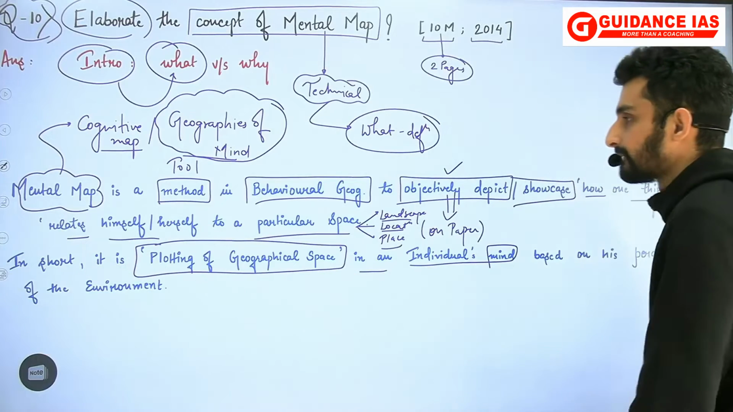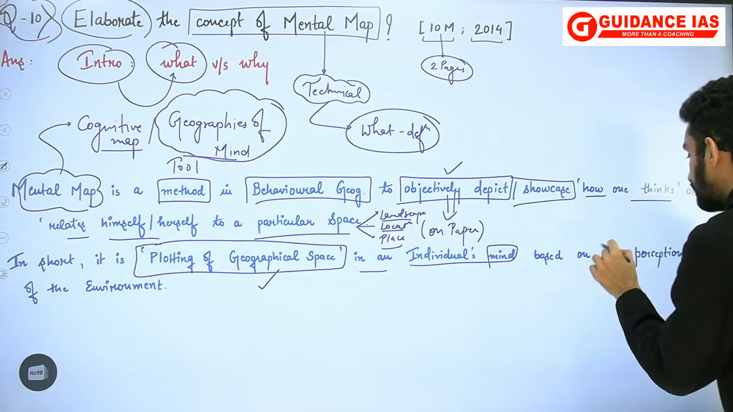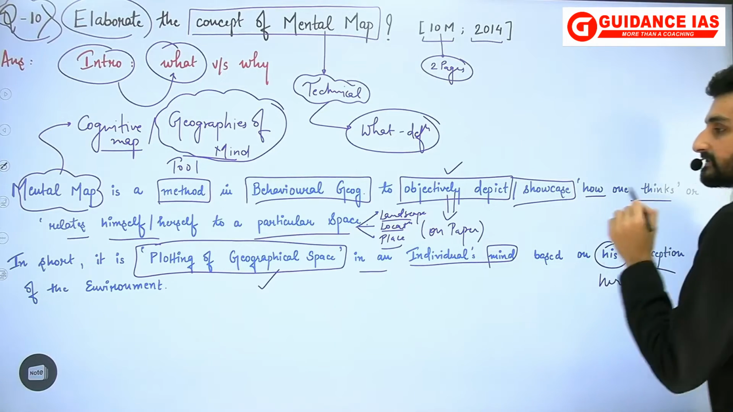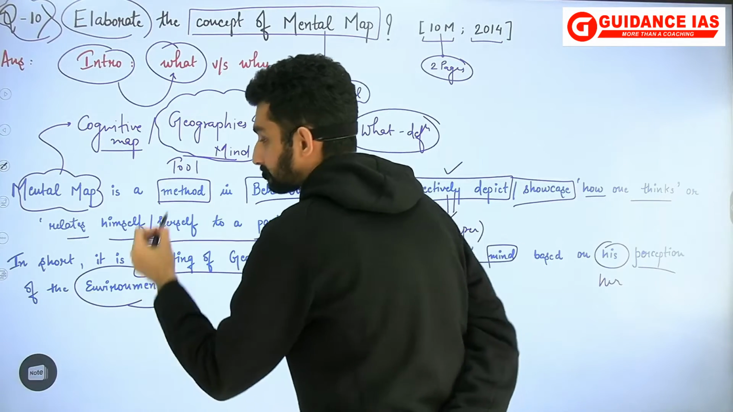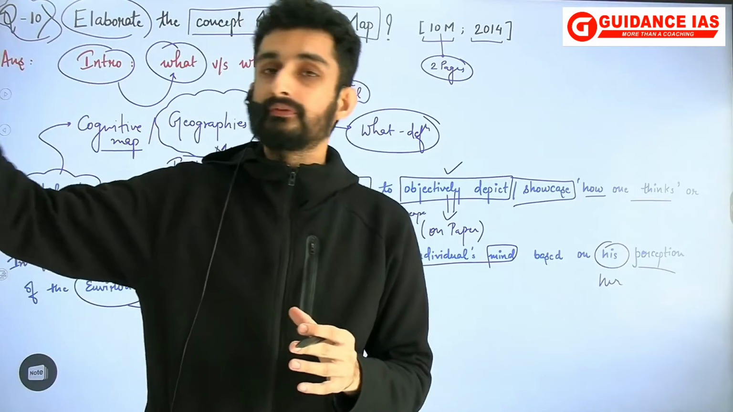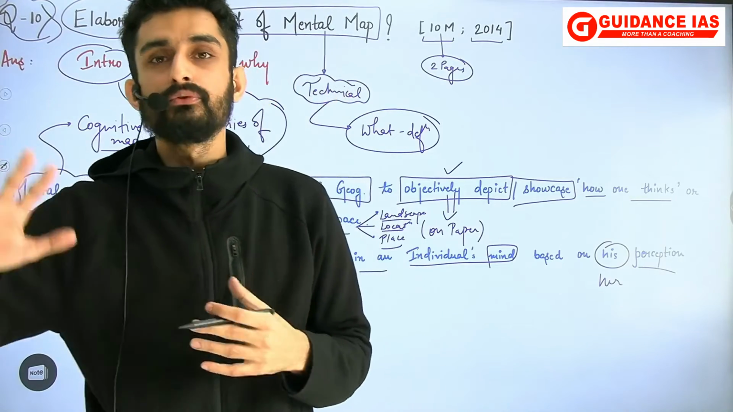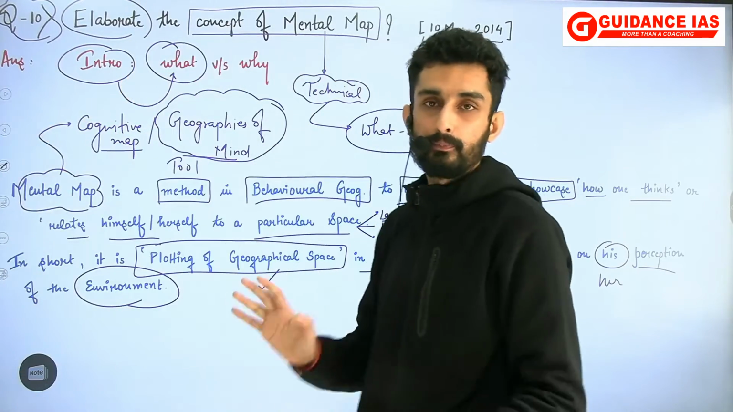I hope it is clear. So in short, it is plotting of geographical space in an individual's mind based on his or her perception of the environment. ठीक है? So these mental images are the perception of the objective reality outside yourself or the environment which you are seeing. उसका एक क्या है कि perception है. I hope it is clear.